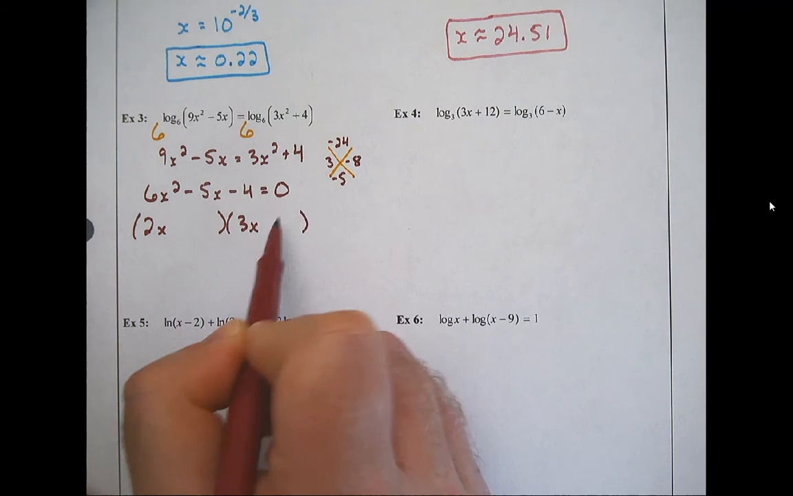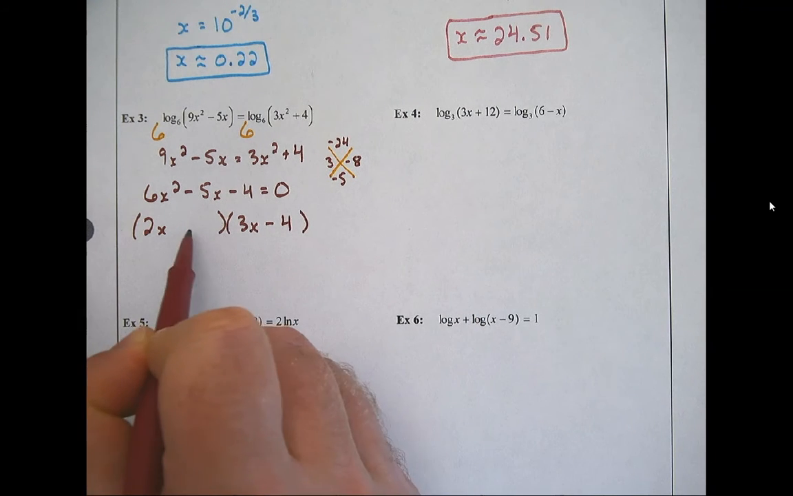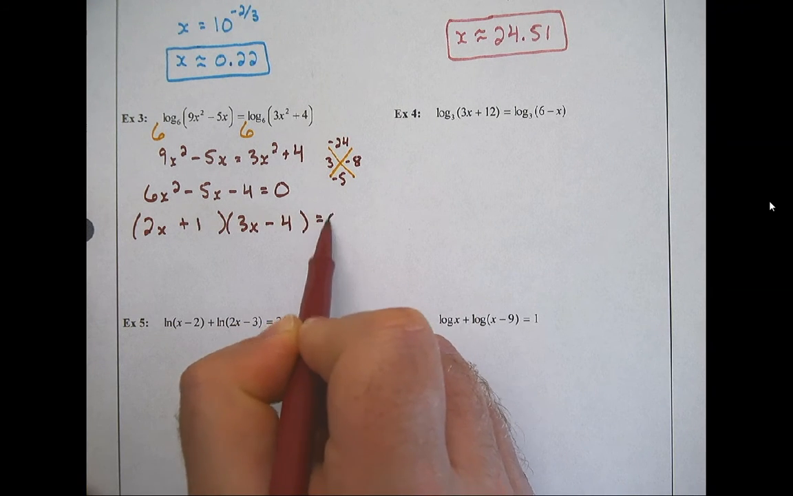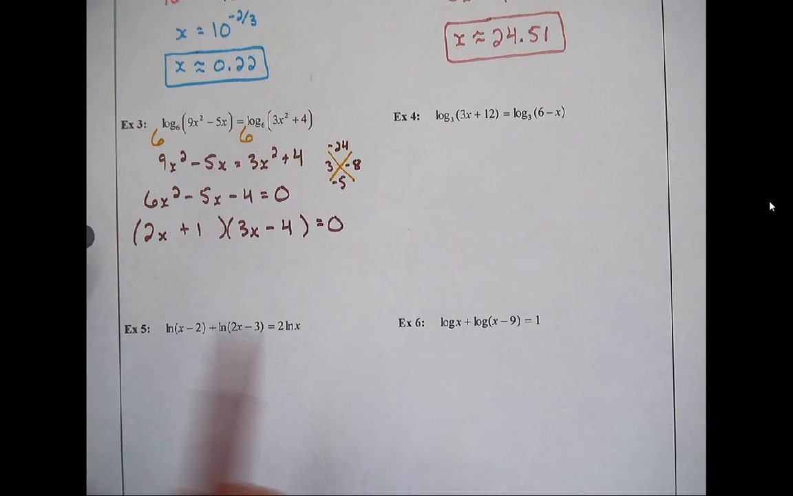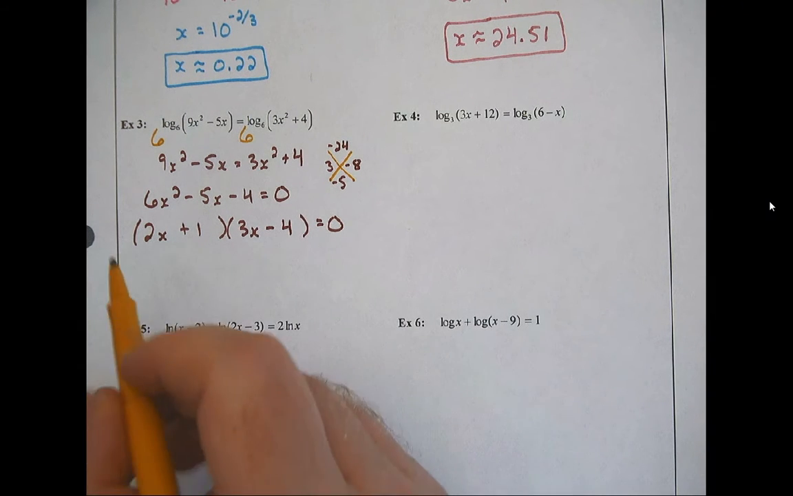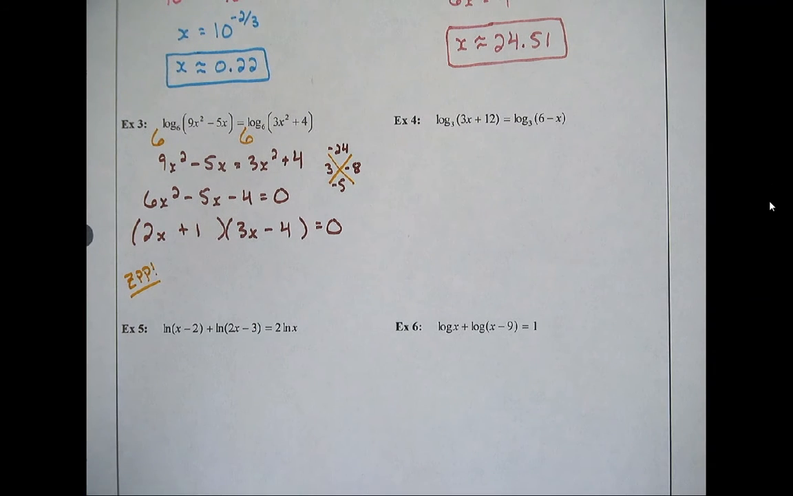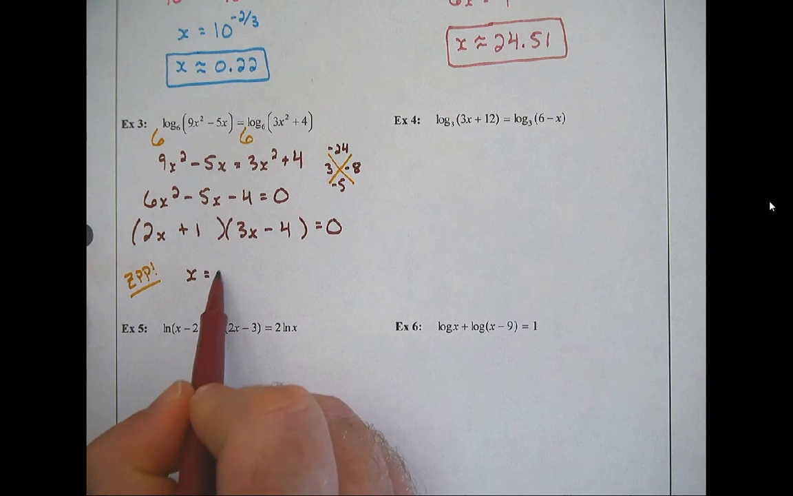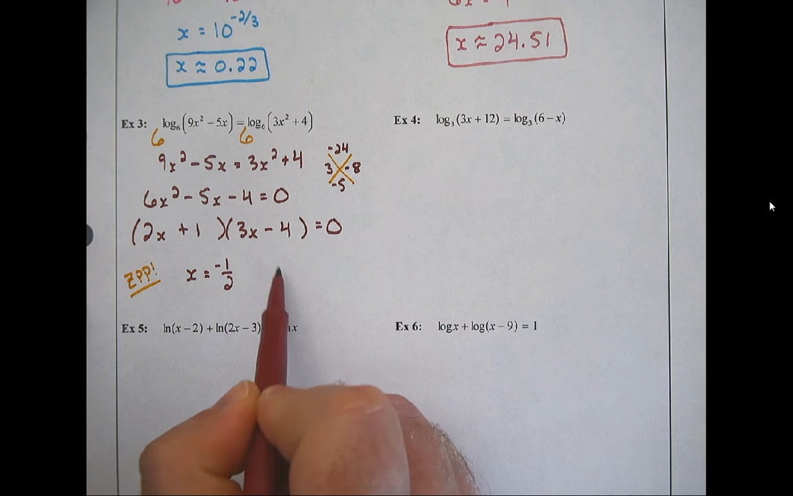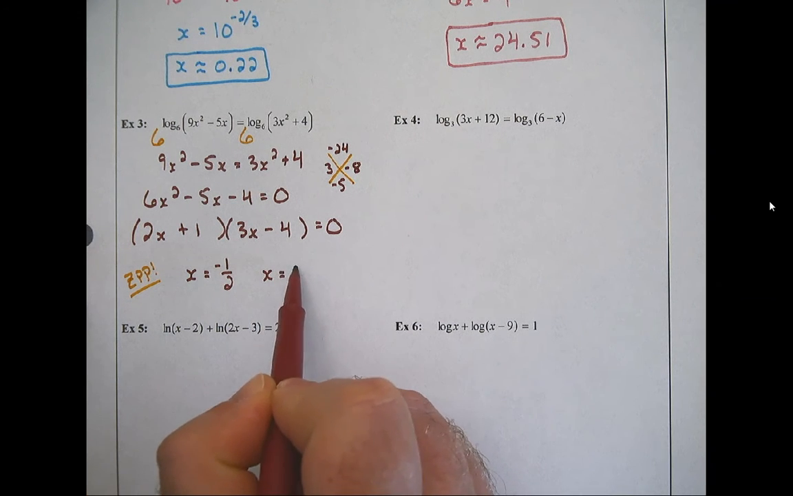The 2 can make the 8, so I'll make that a negative 4. The 3 can make the 3, so I'll make that a positive 1. Then we would ZPP. Keep an x from being by himself. ZPP. We would get x equals negative 1/2, or x equals 4/3.